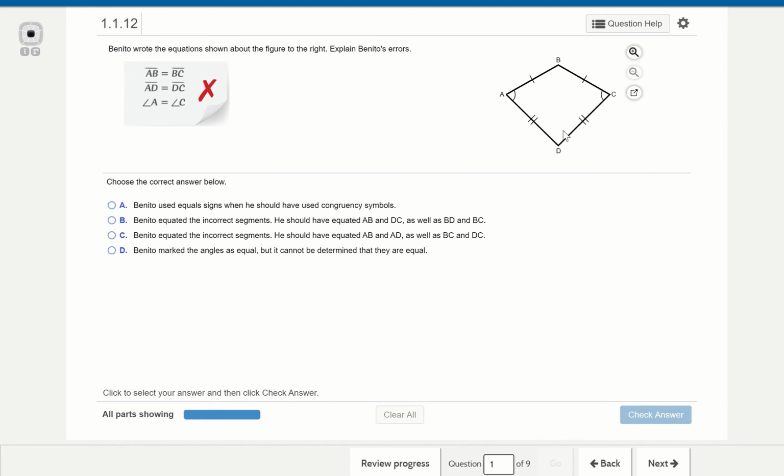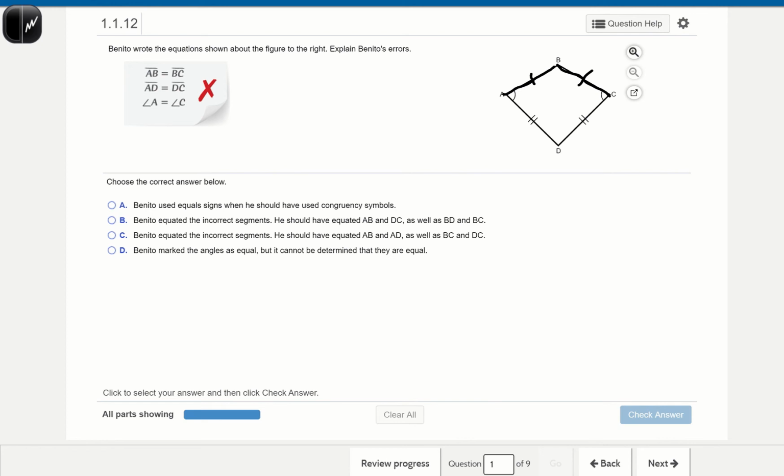So this one is a concept question, so it should be the same for everybody. Benito wrote the equations shown about the figure to the right. Explain Benito's errors. So he went ahead and said, okay, I know that AB is equal to BC. And that's because you have the single tick mark there, so they have to be equal, right? And he said the same thing for AD, DC, and so on.